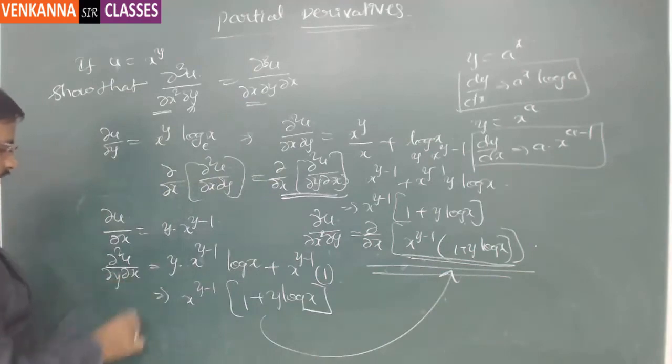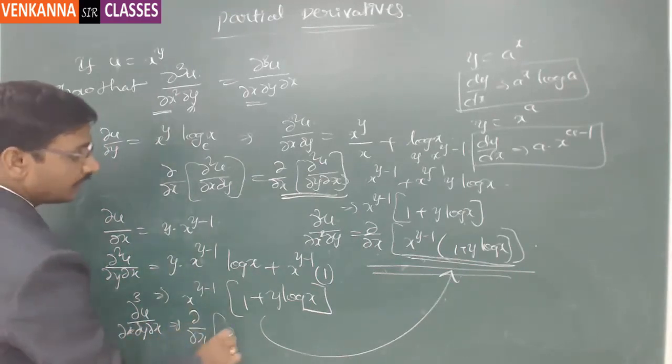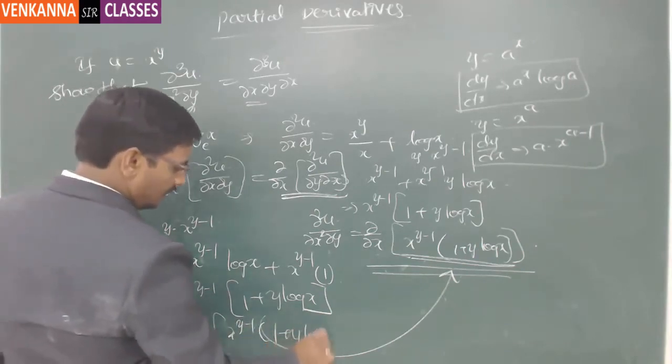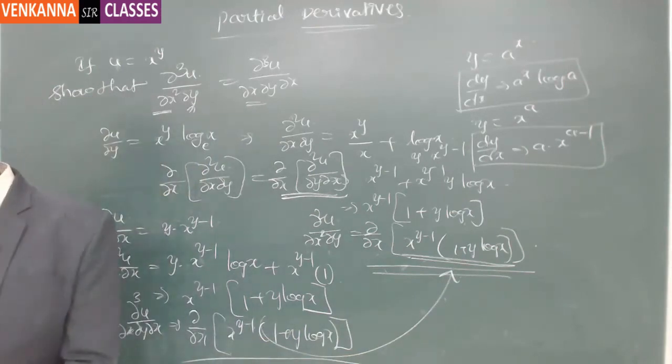Now if you want to take one more derivative, ∂³u/∂x∂y∂x, then this will be ∂/∂x of x^(y-1) into (1 plus y log x). So both are one and the same. Hence the answer. Clear?